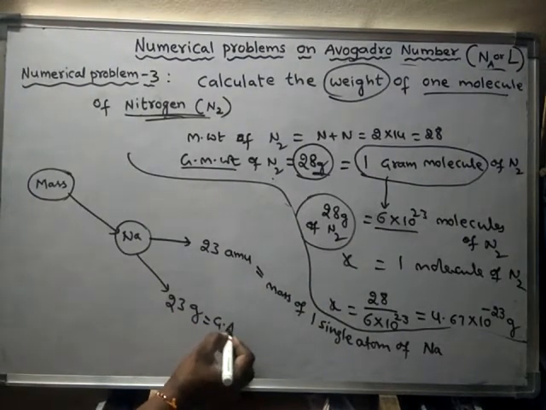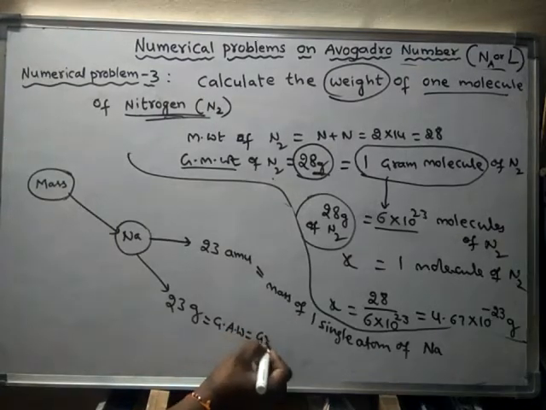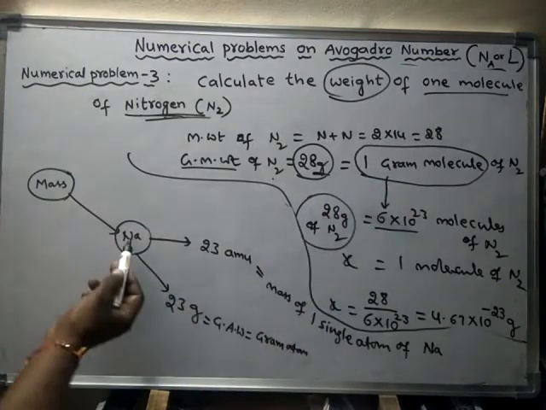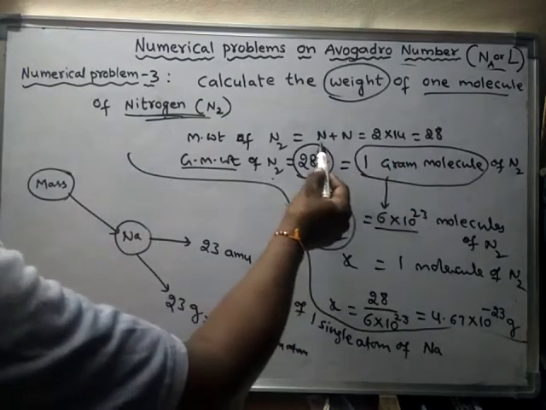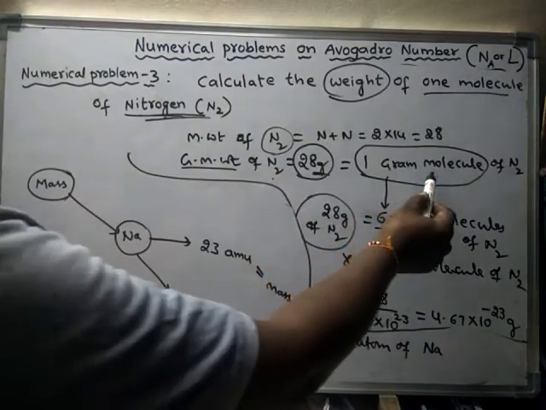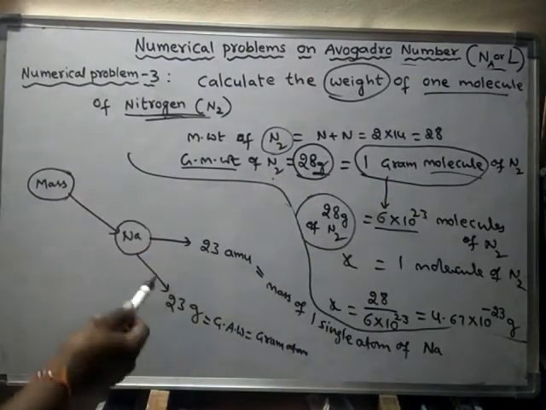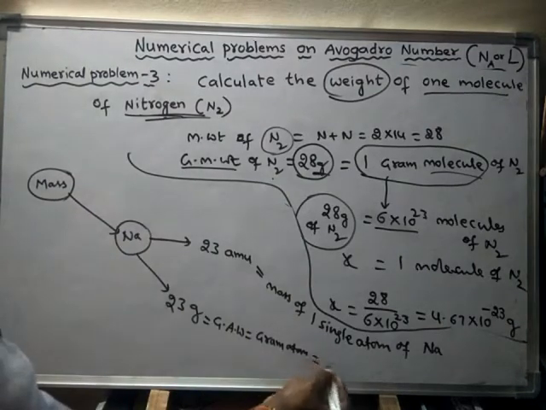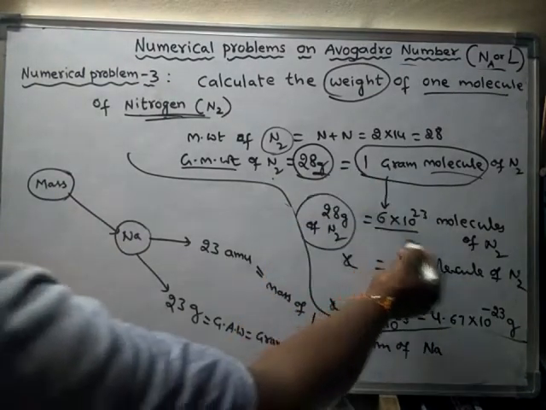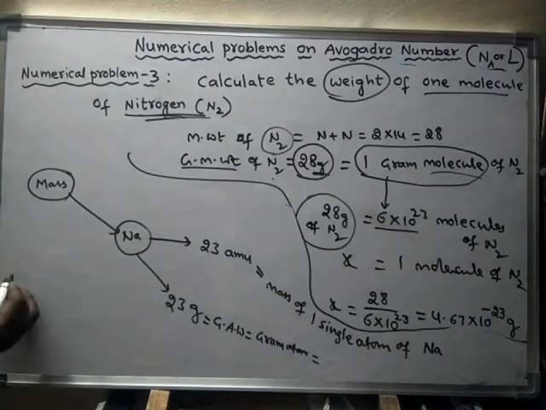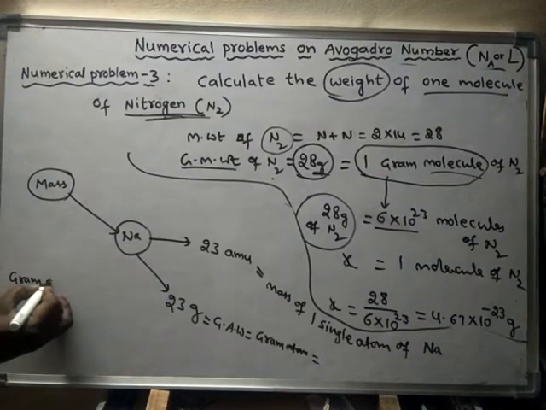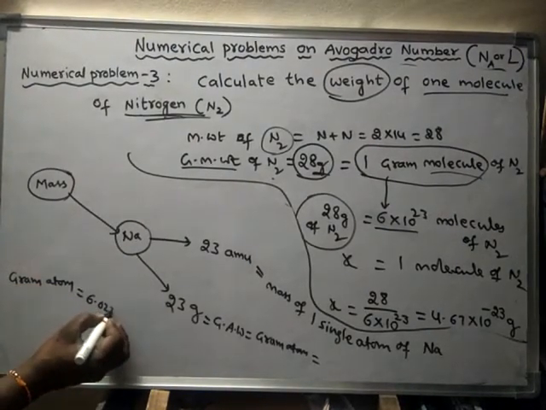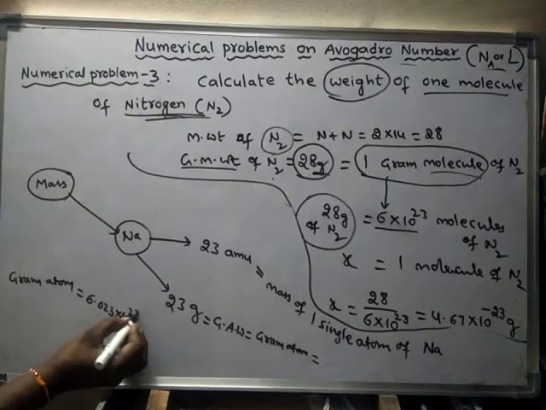Gram atomic weight, which is also equal to gram atom. Here it is a molecule, because N2 is a molecule, hence we used molecular weight, gram molecule. But here, as it is a single atom, we have to use gram atom. So gram atom or gram molecule will be equal to this number only. Gram atom means 6.023 into 10 to the power of 23 atoms.